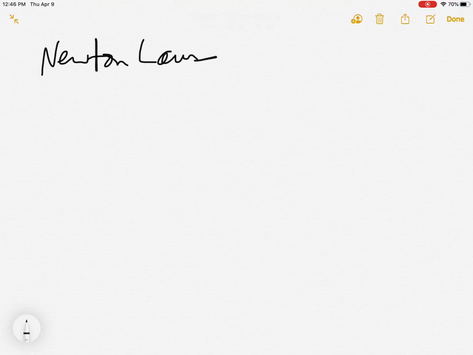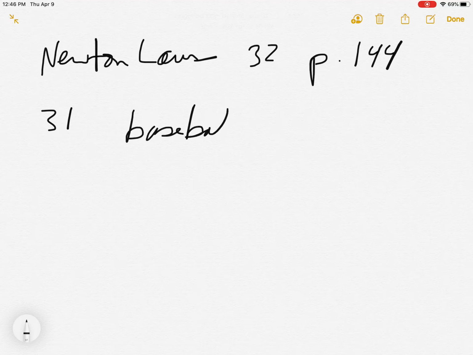This is Newton's laws again. Question 32 in the book on page 144. This is related to question 31. If you didn't watch that one, go back and watch question 31. It's about the baseball and the batter. Basically, this question just changes things a bit.